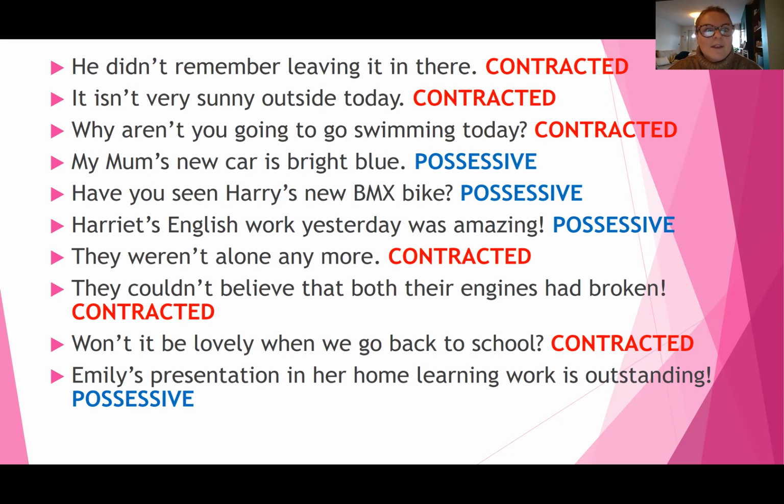Right, next one. They weren't alone anymore. This one is a contracted form because the word weren't has the words were and not joined together to make the word weren't. So it's a contracted one, isn't it? Running out of celebrations we could do, so I think we'll go back to a self 5. Ready? Fantastic. Right, next sentence, 3 more to go.